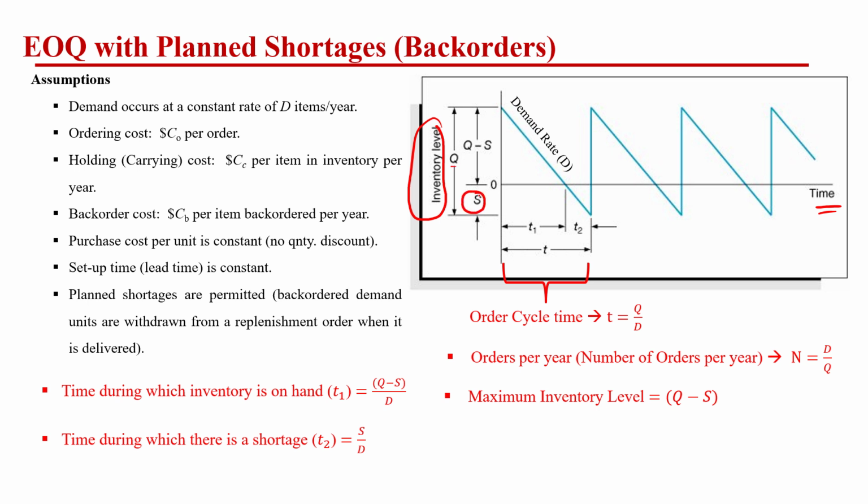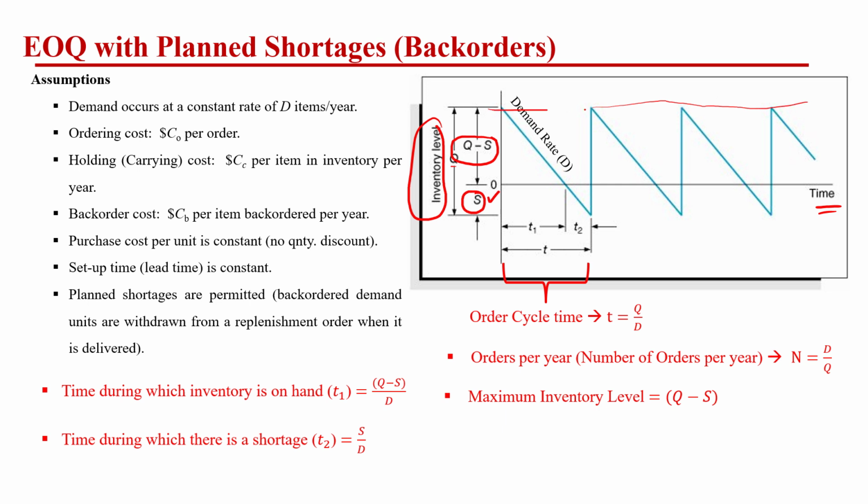S is the shortage quantity, the planned shortage quantity, which we will calculate, that is, how much planned shortage we should keep in order to minimize the total cost. The maximum inventory level would be Q minus S, that is, the order quantity minus the shortage quantity.